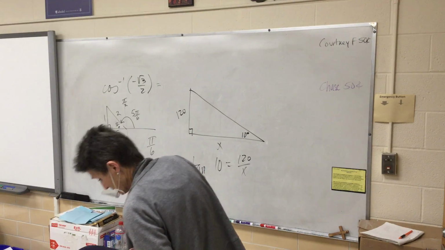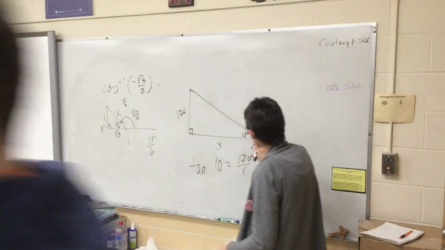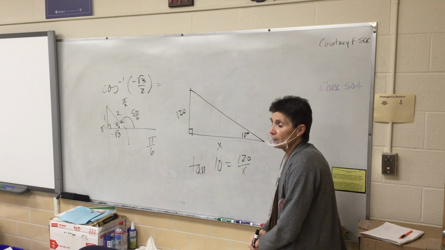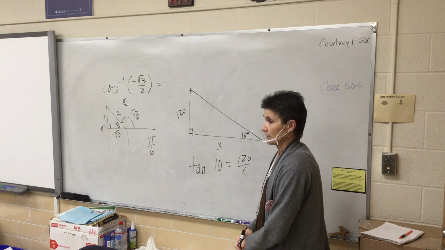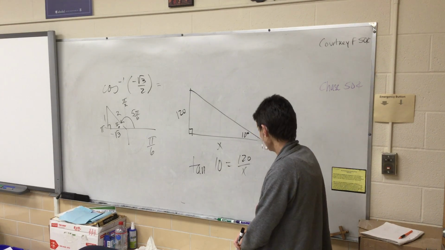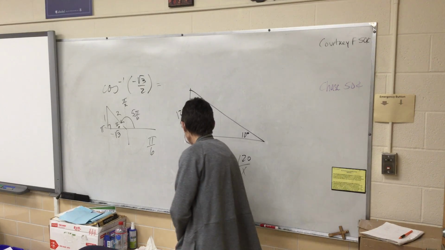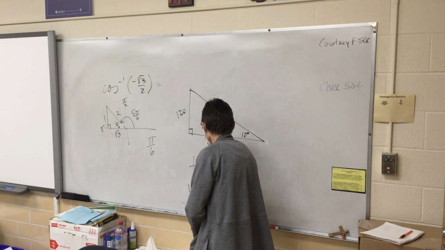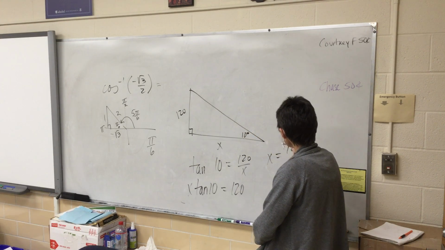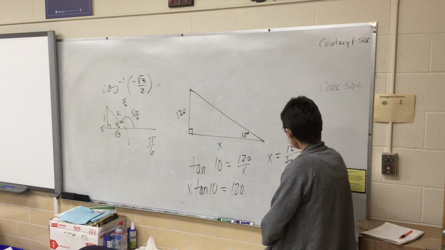Okay, this is number 6 in the homework. So tan 10 equals 120 over x, perfect. Now, how do I solve it? Multiply by x and divide by tan 10. So x equals 120 over tan 10.